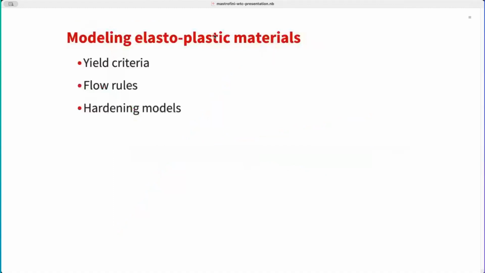To model this elastoplastic behavior, we need three main ingredients: a yielding criterion that tells us when, in terms of stress or strain, the material is beyond the elastic limit, and then we also need a flow rule that tells us how the plastic state evolves after the limit, and also a hardening model if you want to describe changes in the elastic limit.